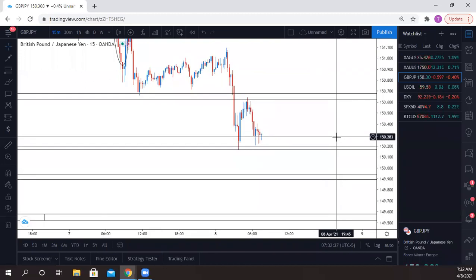So pretty slow market right now. And now that I have a, let me see something here. I have a bias on the pound this morning. So I want to short this when it breaks.